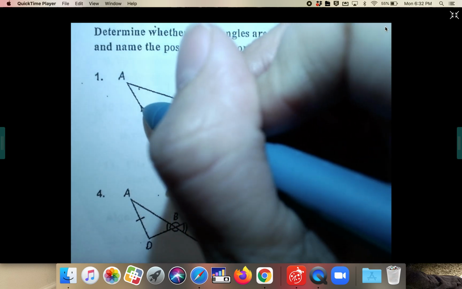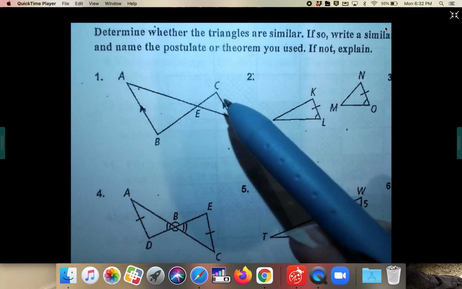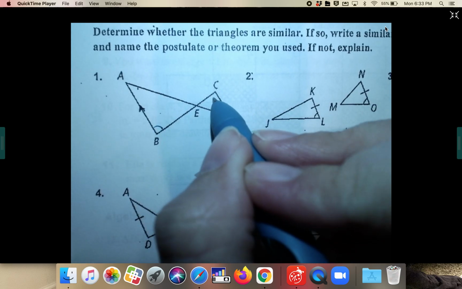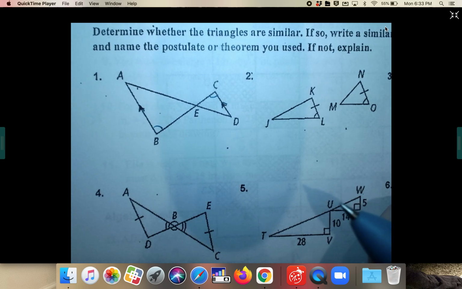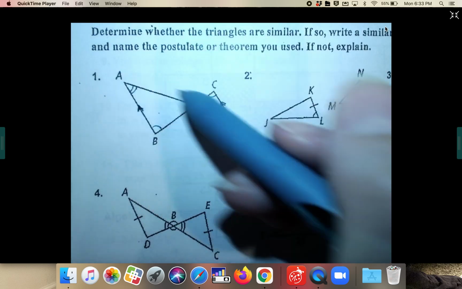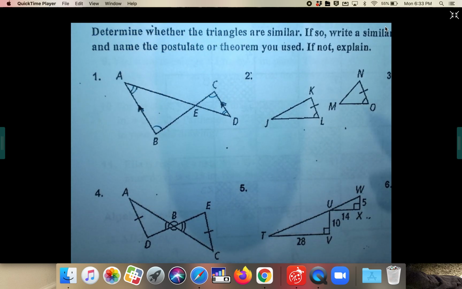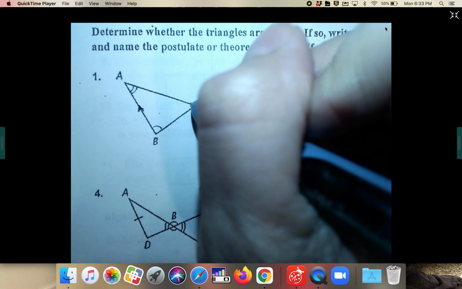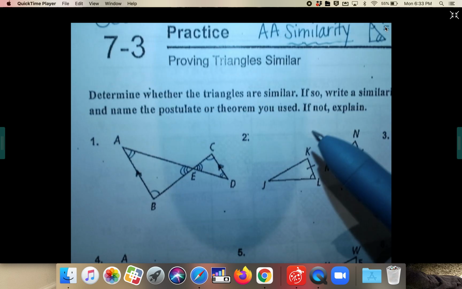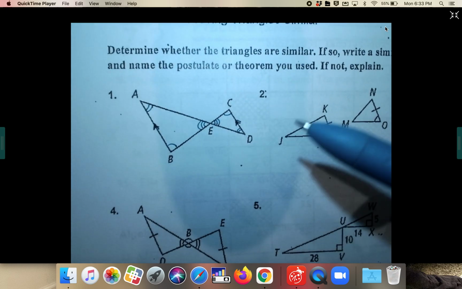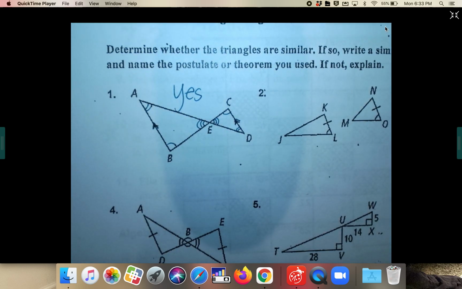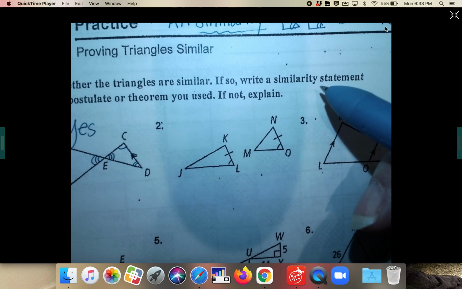You have two parallel lines, and if you remember the rules about parallel lines cut by a transversal, this makes some alternate interior angles here congruent and some alternate interior angles here congruent with this transversal. And actually, you should remember vertical angles as well. So we definitely have all three angles congruent. All we need is two to have the angle angle similarity. So this one is yes. These two are similar. Okay, it says write a similarity statement if so.